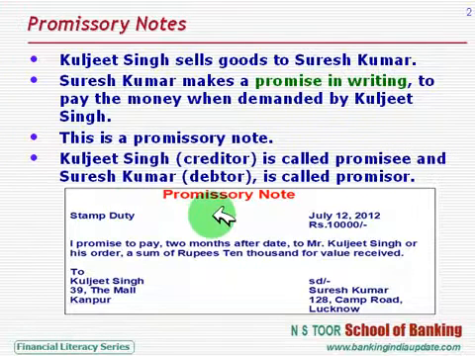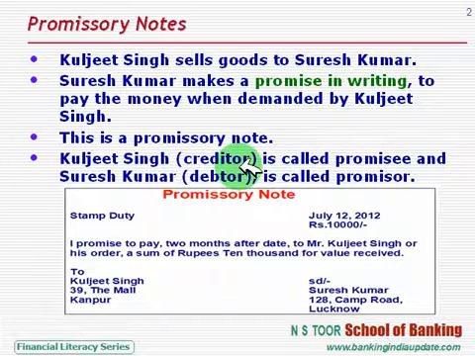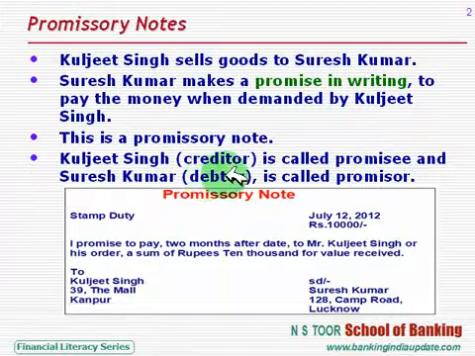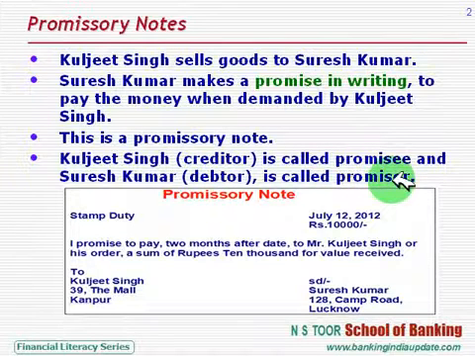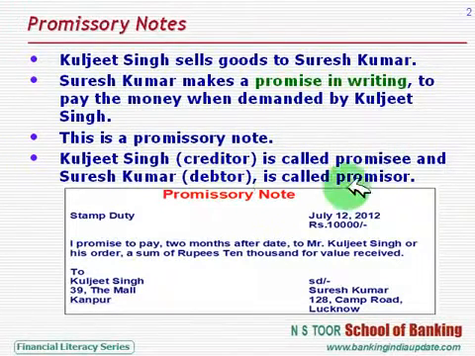Now in this situation, Kuljit Singh is a creditor. He will be called promisee. Suresh Kumar is a debtor. He is called promisor. So the person who is to get the payment is a promisee. The person who is to make the payment is a promisor.